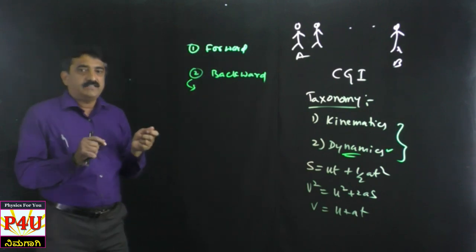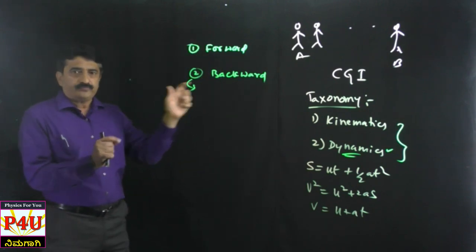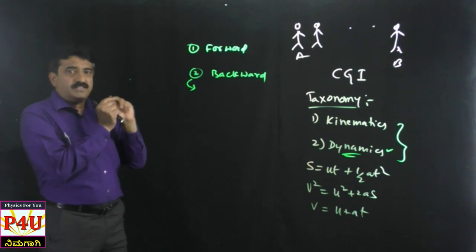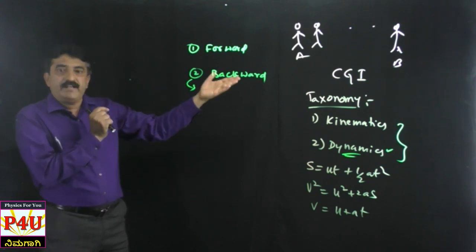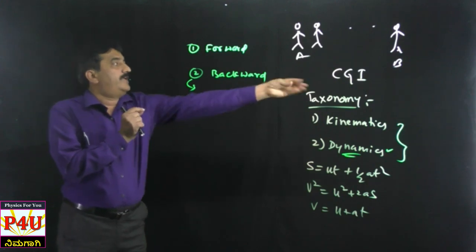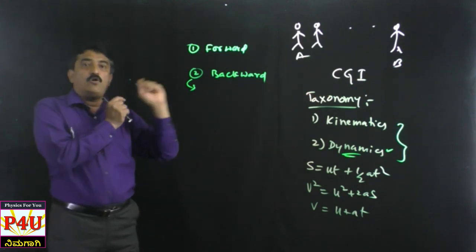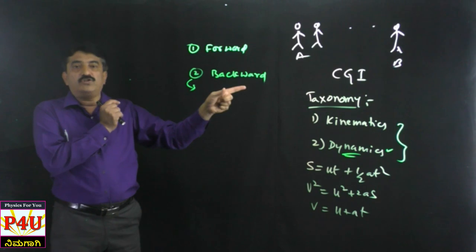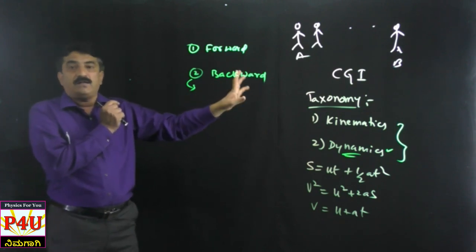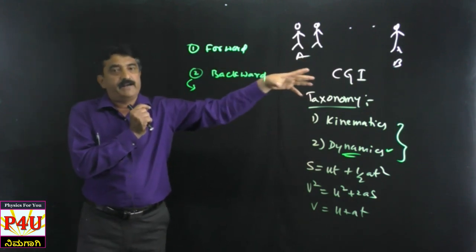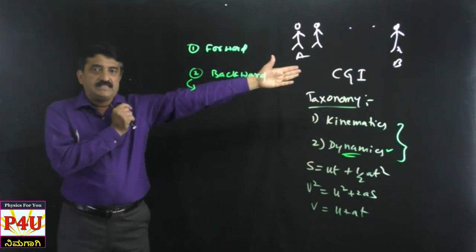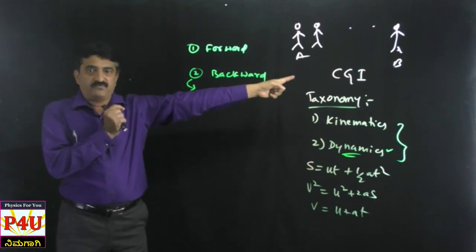Got it? Like for example, I throw a stone. So I release the stone here. This is the starting point. We don't know where it is going. It may fall here only or there only or there only. It all depends upon how much acceleration or how much force you are giving, how much momentum it gains or how much opposition it faces in the medium. Finally it will fall somewhere else. This is forward motion.